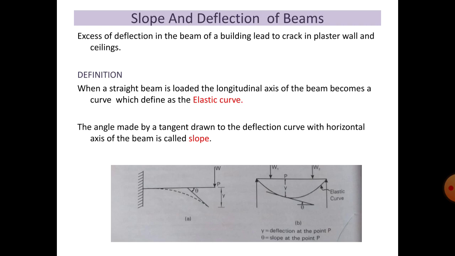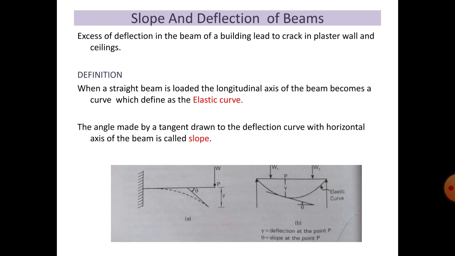Okay, and we will try to find out the new terms in this subject. When a straight beam is loaded, the longitudinal axis of the beam becomes curved, right? As you saw in the first figure, when you load a straight beam with a point load or any radial load, it deforms. That deformation will be in a curved shape. So that curved shape is called the elastic curve.